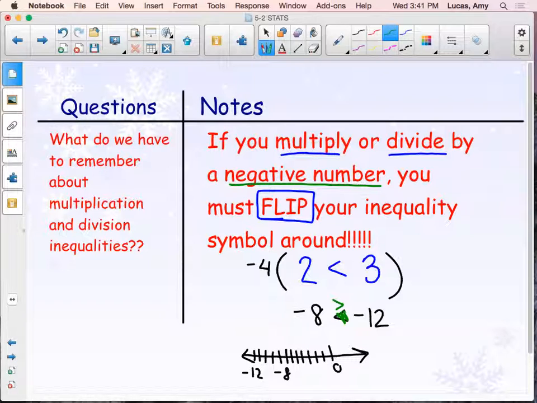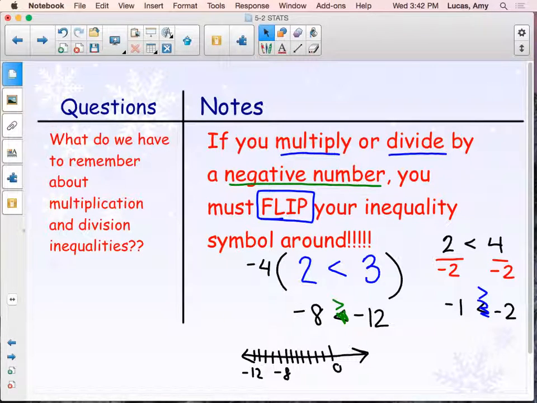The same thing happens if you divide both sides by a negative number. If I started with 2 is less than 4, and then my action step was dividing by negative 2 on both sides, 2 divided by negative 2 is negative 1. 4 divided by negative 2 is negative 2. Again, negative 1 is not less than negative 2. Negative 1 is greater than negative 2. So to keep that inequality statement true, you have to flip your symbol. And that only happens when you multiply or divide by a negative number.